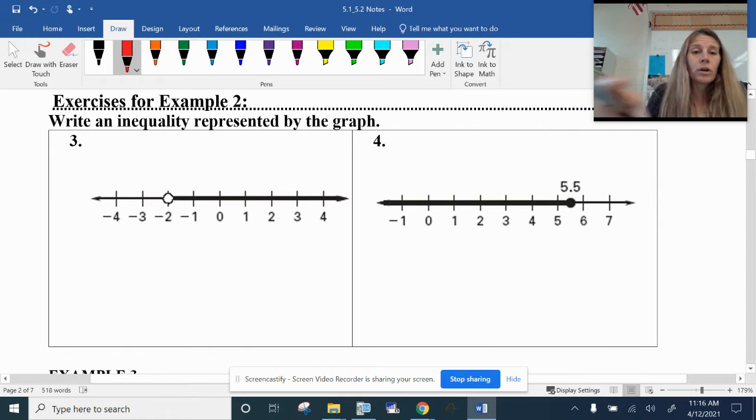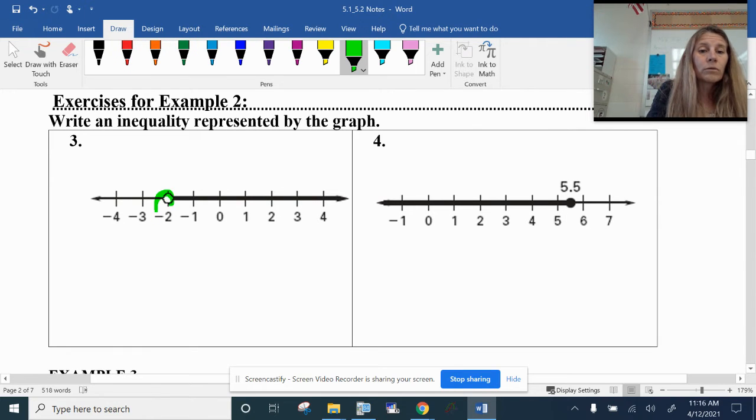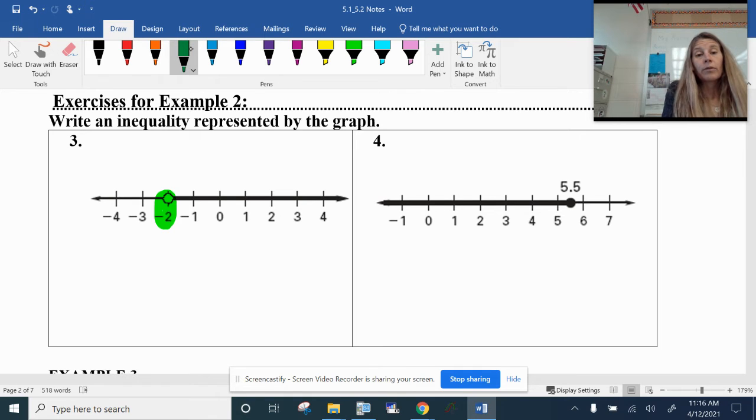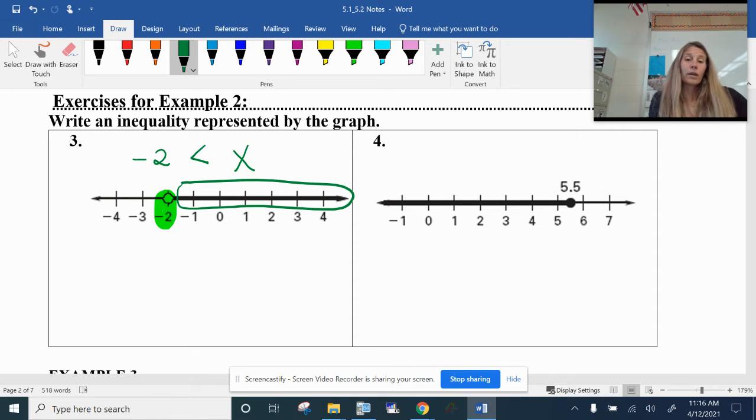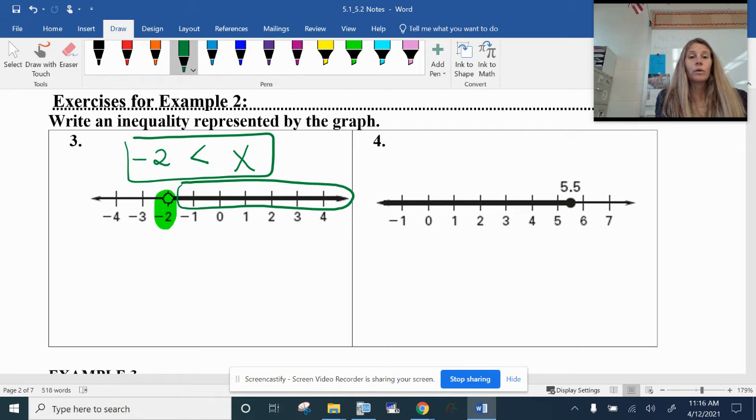All right, so let's take a look at this one here. So I'm going to look at my cutoff number, which in this case is a -2. Now this time, all of my graph that's shaded here is on the right. So my x is on the right of the -2. Now, again, if I'm looking at this visual, the -2 is less than any of these values for x. So that's why my symbol is pointing to the -2 and opening up towards the x. So this would be one way I could write my inequality sign here.